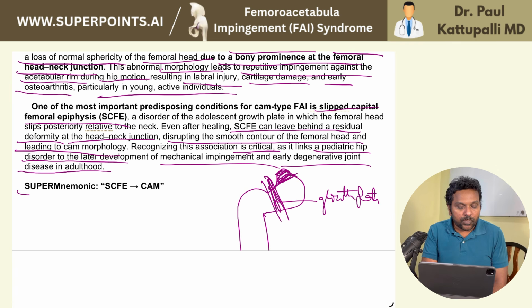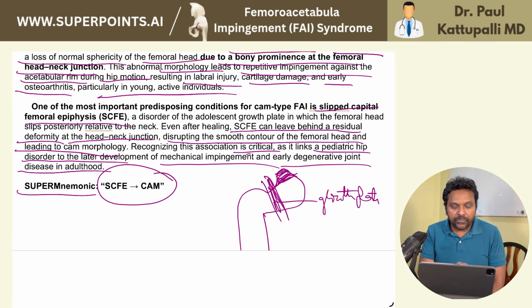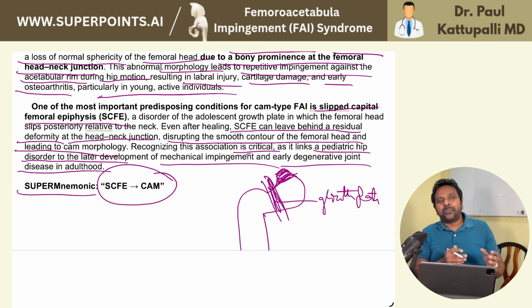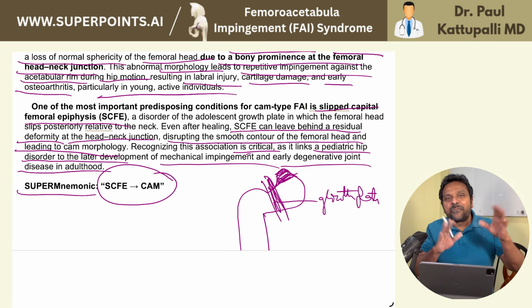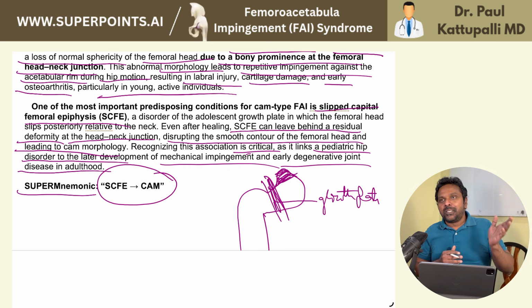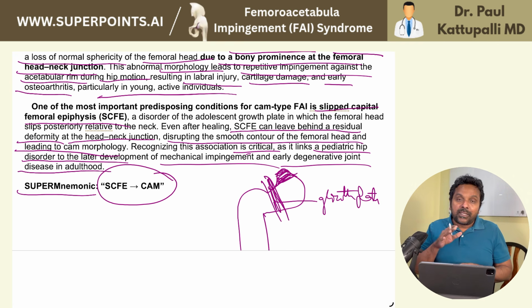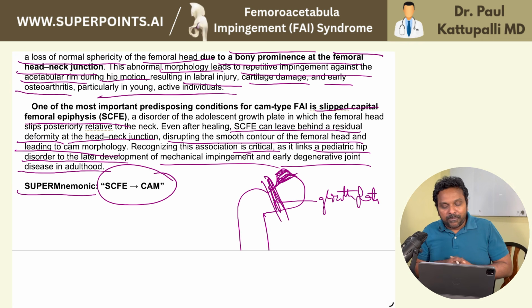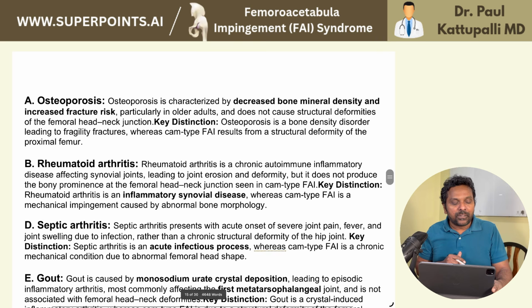So, what is the super mnemonic here? The mnemonic I use is this one, SCFE CAM. So make it like safe CAM. Safe is for SCFE, slipped capital femoral epiphysis, and then CAM is for CAM type FAI. So safe CAM is a very easy mnemonic to remember.